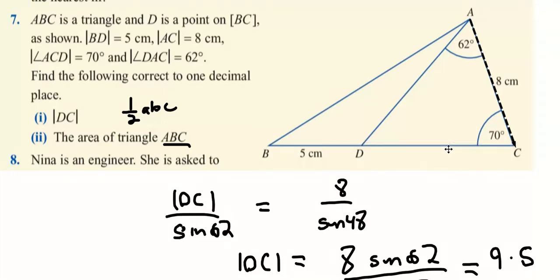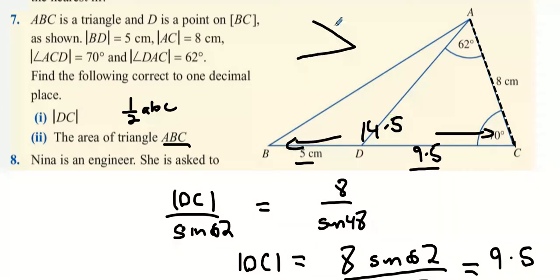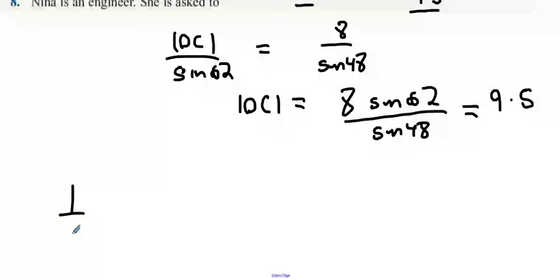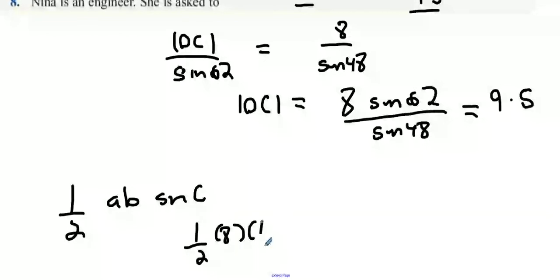Yeah, we know B to C, don't we? What's B to C? It's your 5 plus your 9.5, which gives us... All right, we know the 8 as well, don't we? So it's the 8, the 14.5, and then what's in here? 70. So what can I write down? Half AB sine C for the area. It's an area question. So it's a half times 8 times 14.5 times sine what? 70, was it?